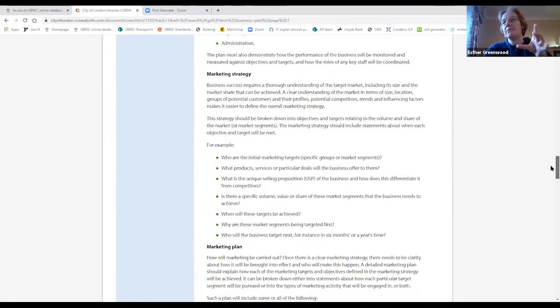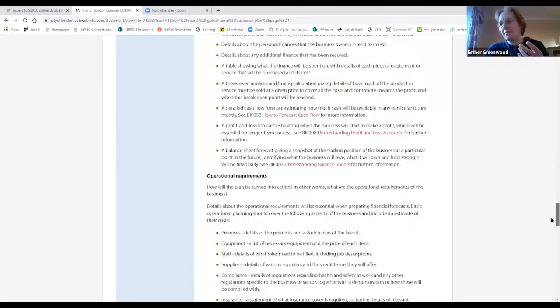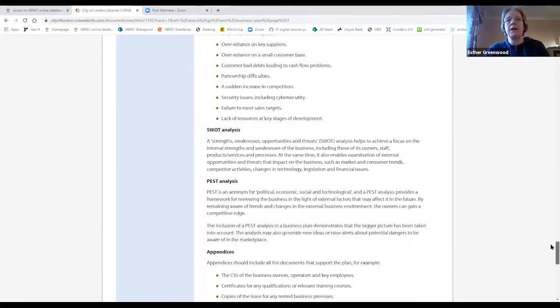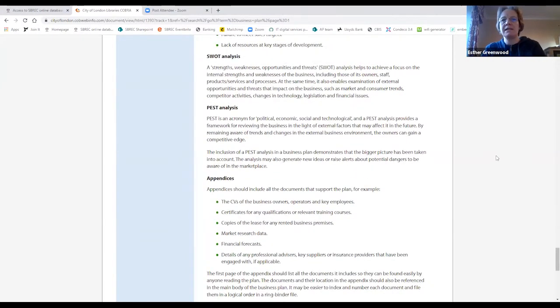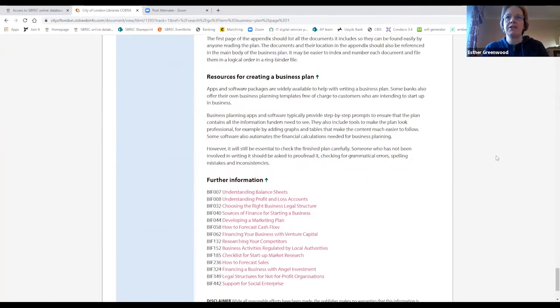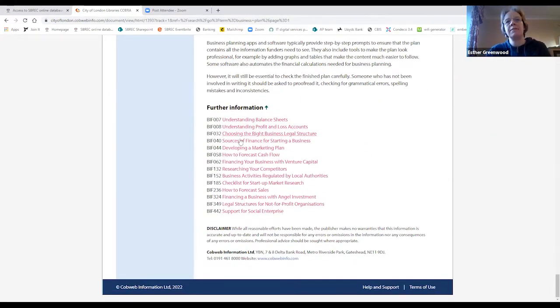So this is looking at the business plan fact sheet. And then at the bottom, it talks about things like a SWOT analysis. You'll probably have to write that in your business plan. And there's another page of information on writing a SWOT analysis. But here you'll see below that a lot of links to other fact sheets in the database. So thinking about developing your marketing plan or forecasting your cash flow. And those are things that will need to go into your business plan. So certainly all that kind of thing is covered in COBRA.